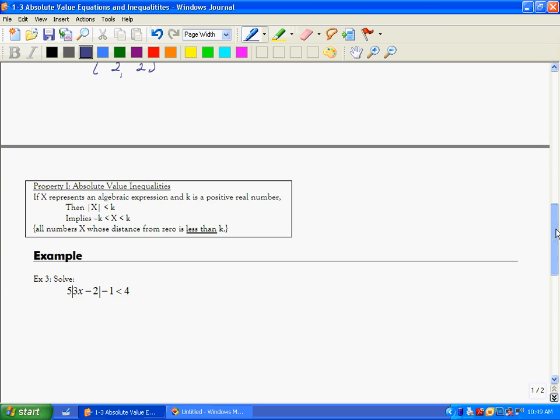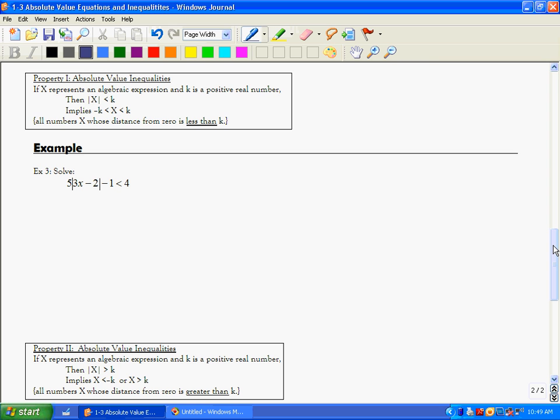Okay, we have 2 more examples, 2 more properties dealing with inequalities this time. First one is when it's less than. X is going to be bound between the positive of the value and then the negative on the other side. This is any value of x where the distance from 0 is less than the value of k. So if we're looking at this first problem, again, we're going to use that same idea of getting the absolute value by itself first.